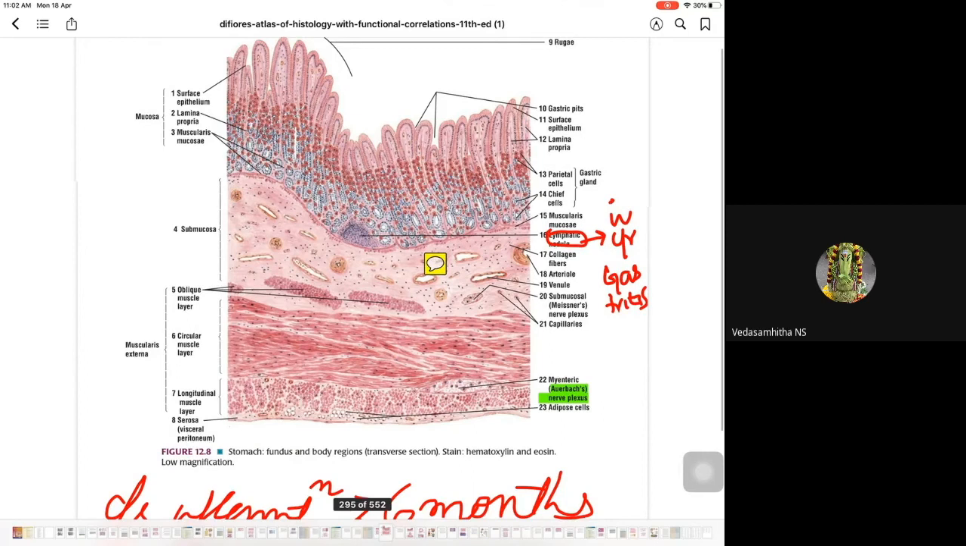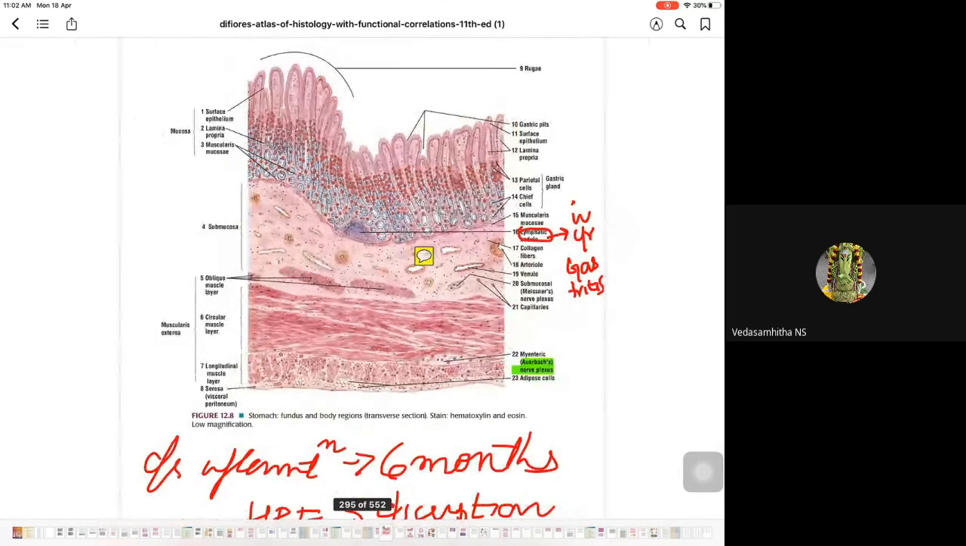Stomach, fundus and body regions, transverse section, stain H&E, low magnification. Stomach is divided into mucosa. We can see the surface epithelium, lamina propria and muscularis mucosa. Okay. Then there is submucosa and muscularis externa. In muscularis externa, there is an inner oblique muscle layer. Then there is a circular muscle layer. Then there is an outer longitudinal muscle layer, and then serosa, visceral peritoneum.